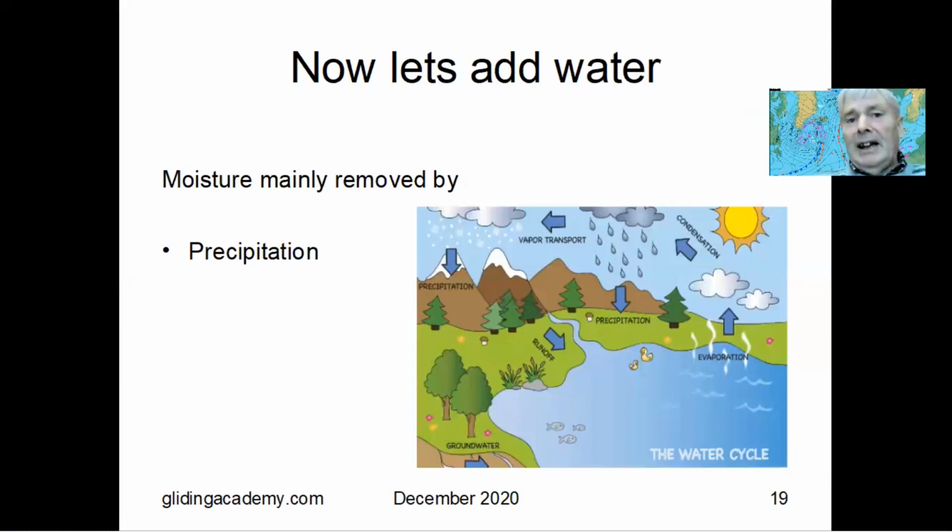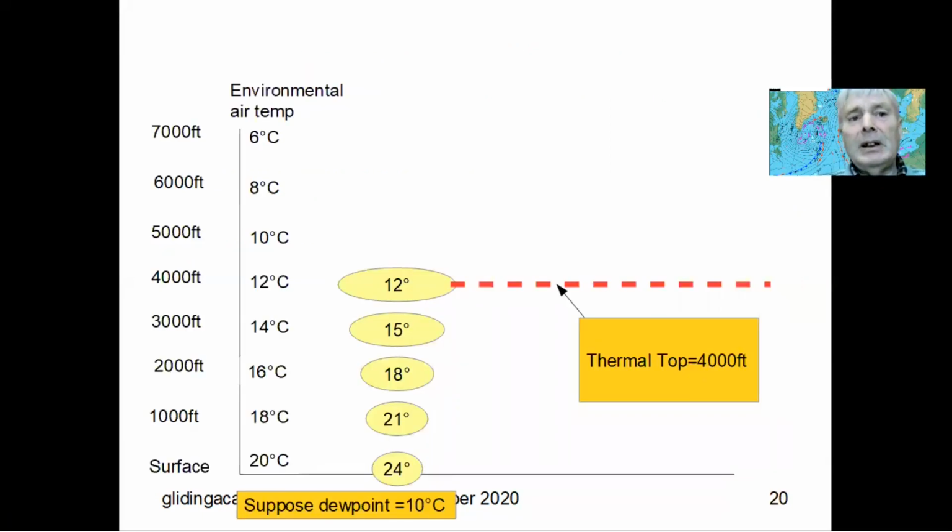Getting rid of water in the air is typically done by precipitation. So that's rain to you and me, or snow or whatever. So air absorbs moisture by evaporation and discharges it again by precipitation. So basically a cycle of water continuously operating.